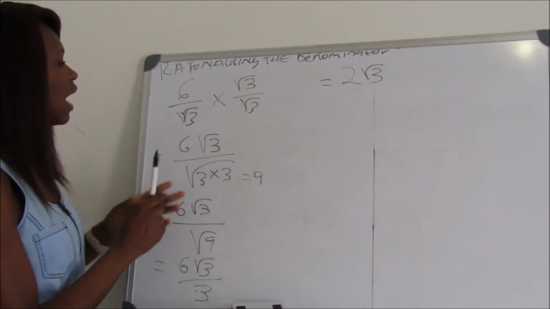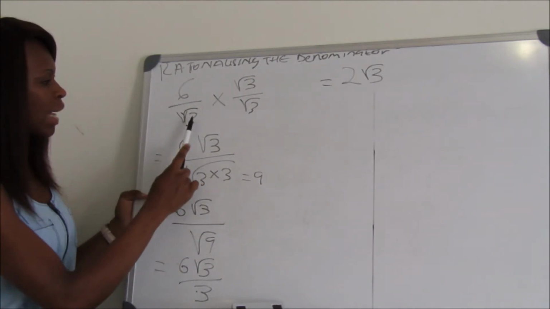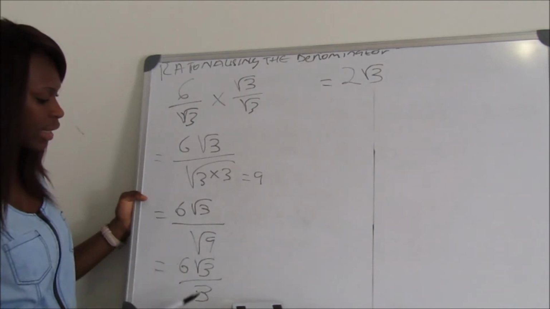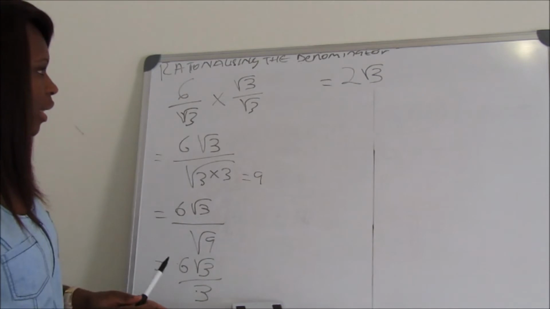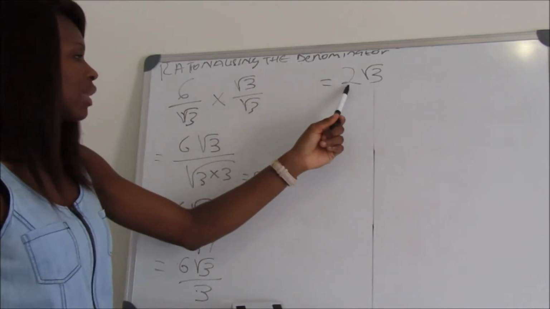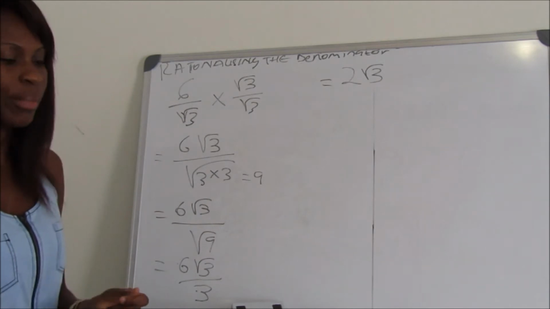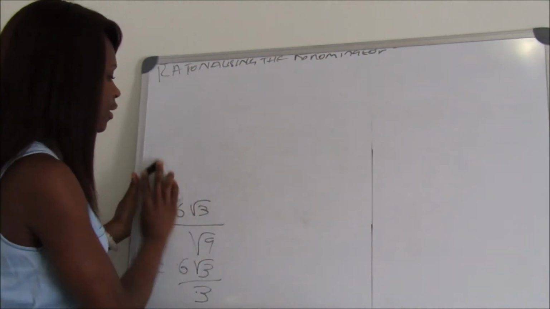Then here we will have 6 multiplied by root 3, which is 6 root 3, and root 3 multiplied by root 3 gives us root 9, of which we know root 9 is equal to 3. Then 6 divided by 3 gives us 2. Now our answer is 2 root 3. We have rationalized the denominator. Okay, we have 2 ways of rationalizing the denominator.